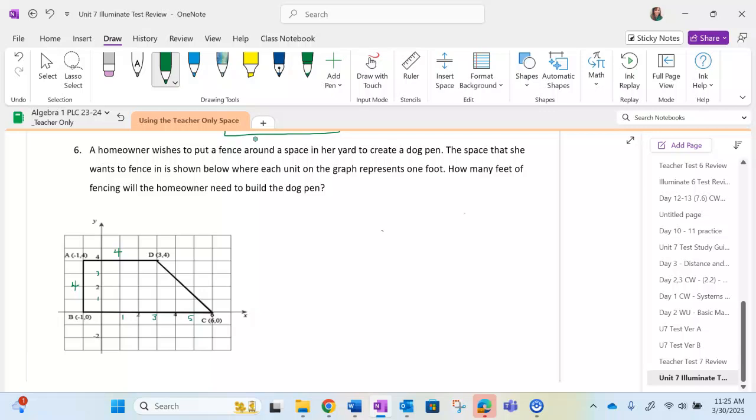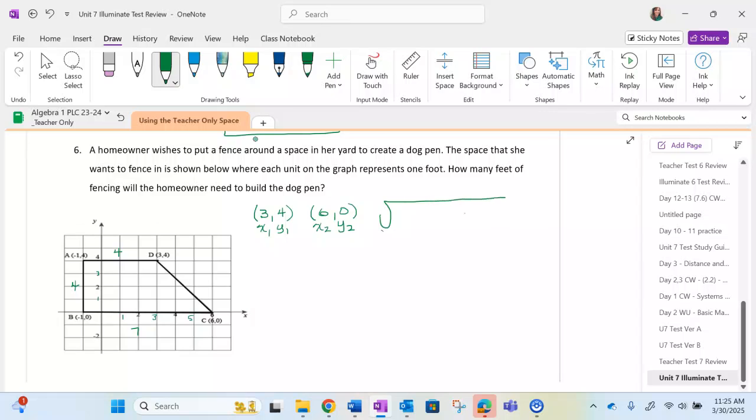Let's count this bottom one. 1, 2, 3, 4, 5, 6, 7. The only one you cannot count is the slanted line. You must use the distance formula. So (3, 4) and (6, 0) are my 2 points. This is x1, y1. This is x2, y2. It doesn't matter which one you label, it will still work out.